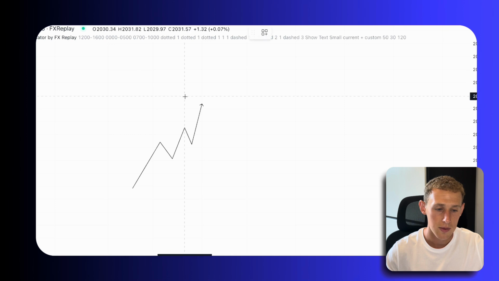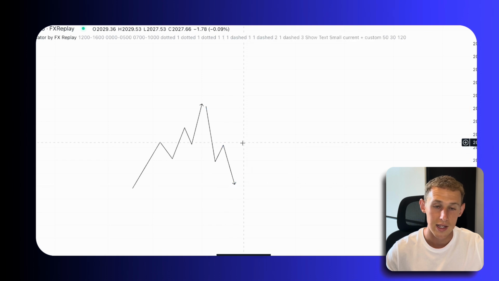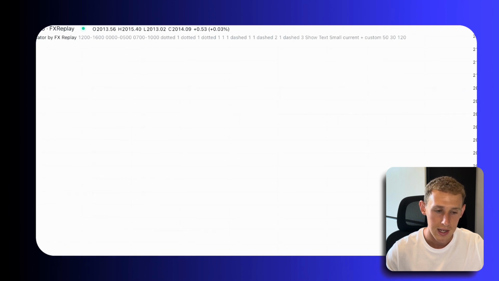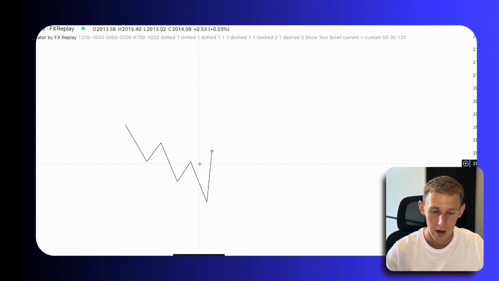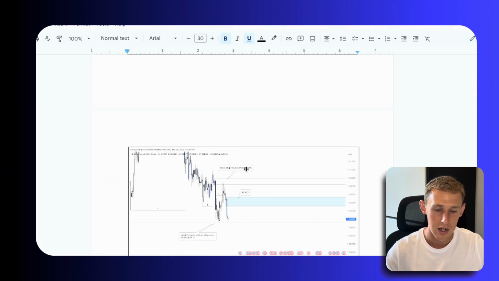A change of character is very simply when price closes below the most recent high or low in an uptrend and is an indication of a trend reversal. So this here would be a change of character because price went from an uptrend into a downtrend, breaking past the current high or low. In a downtrend, a change of character would be if price breaks above the current lower high. So in this case right here. And as before, you also have your breaks of structure when price breaks into new lows. So that's essentially what that means.